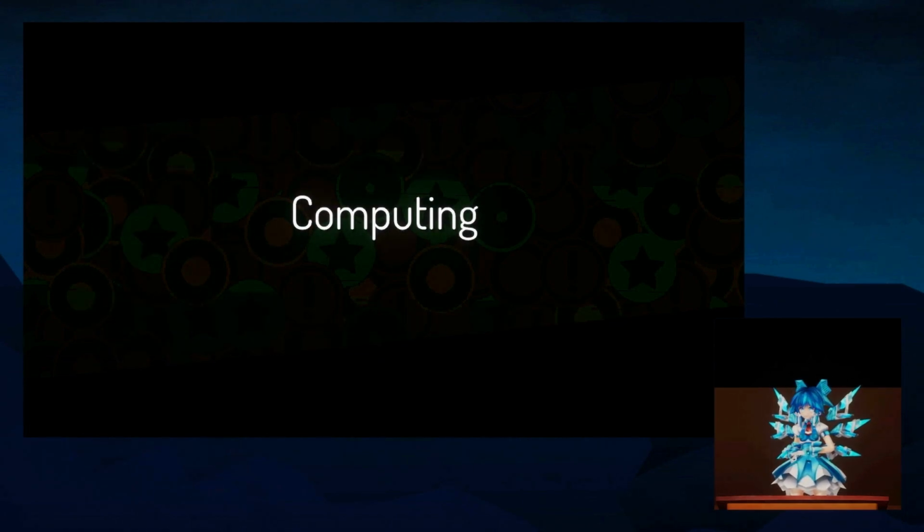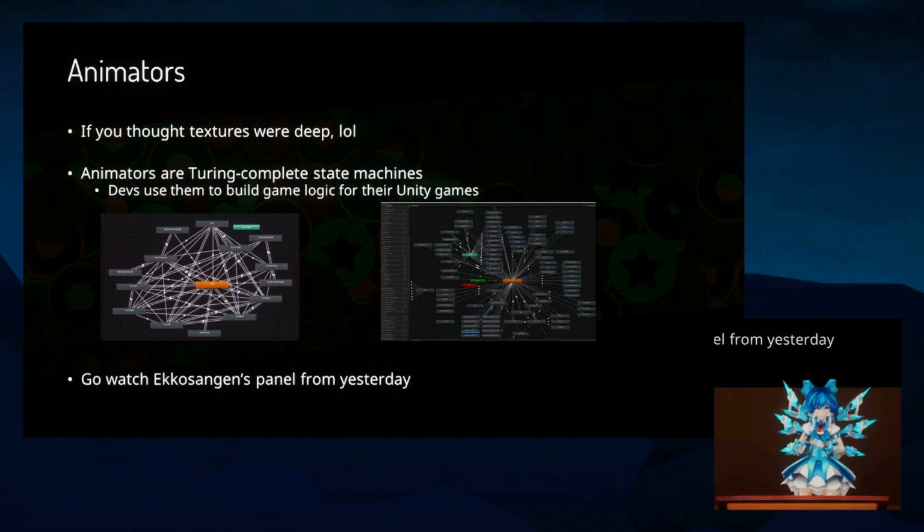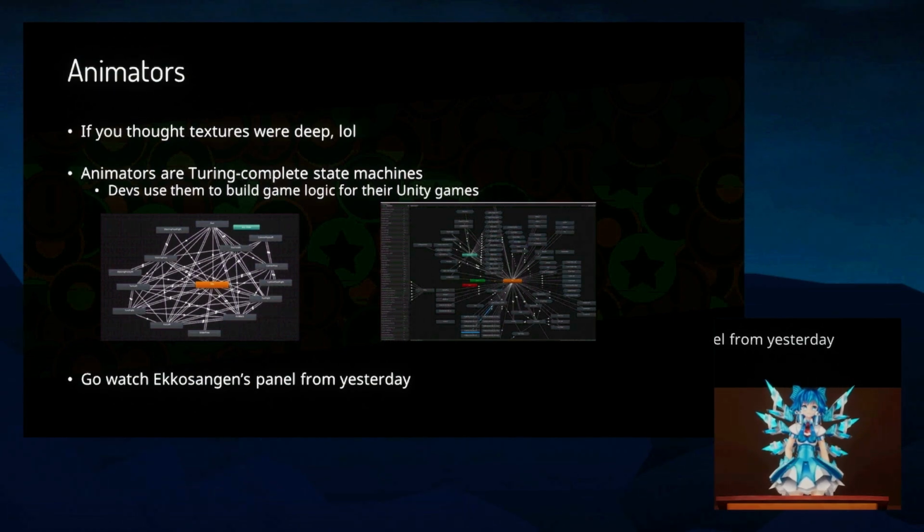So let's move on to the final section, which is computing. And this is a direct screenshot from my notes when I was writing up the outline here regarding animators, because animators are insane. They are complete, Turing complete state machines. People use them to build game logic for their own Unity games, and you can build your own for your avatar. You have complete control over it. We even provide you with some state behaviors on how to do crazy stuff and affect the animator in ways that normally you'd have to script.